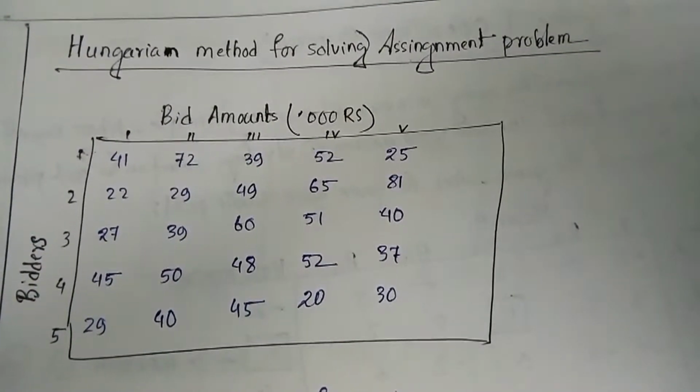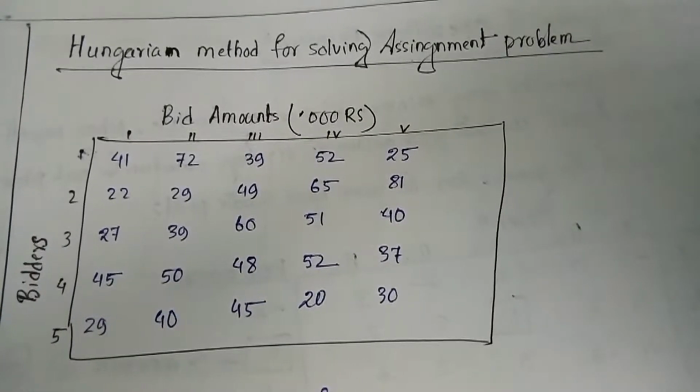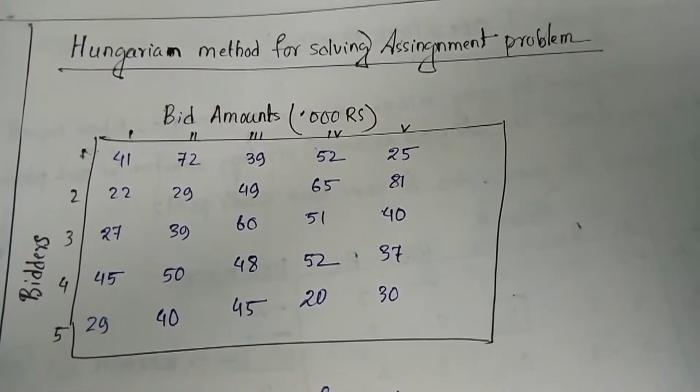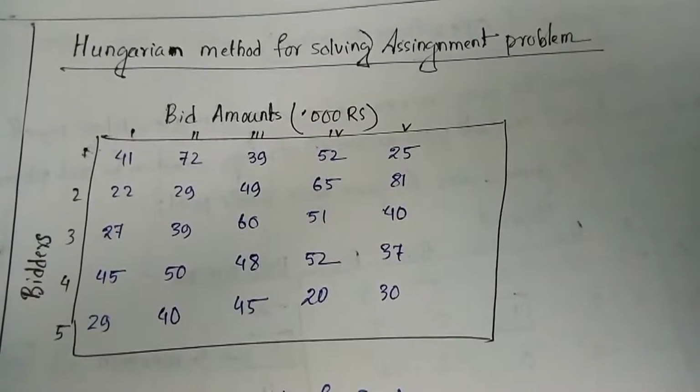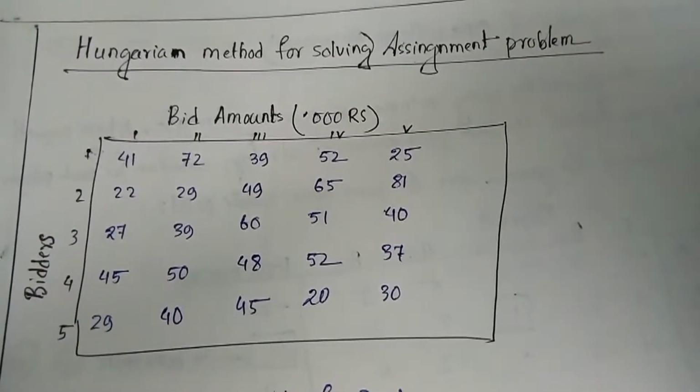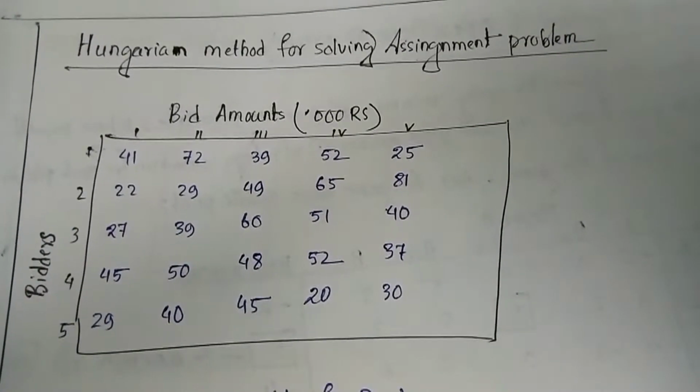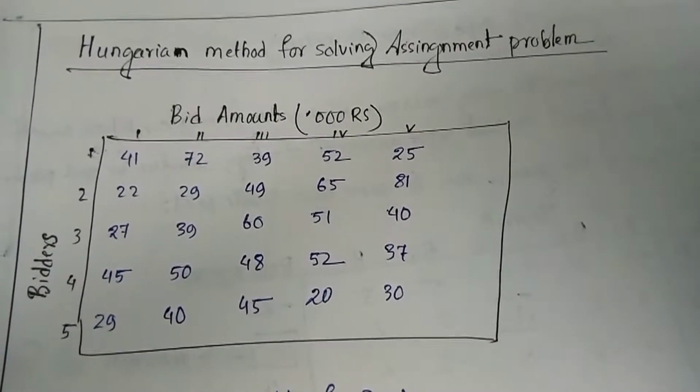Today I am talking about the assignment problem and the Hungarian method. This is also known as the Hungarian method for solving the assignment problem. This problem is taken from the Operations Research book of S. D. Sharma, page number 322.